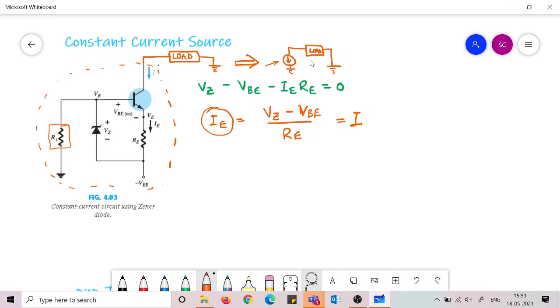And this VZ, how can we ensure that the Zener diode is actually in conduction? Because we have placed this negative potential, you can see very easily that this Zener diode is reverse biased, so there is a current conducting through the Zener diode, and hence the potential drop across the Zener diode remains constant, and thereby the current becomes very constant.